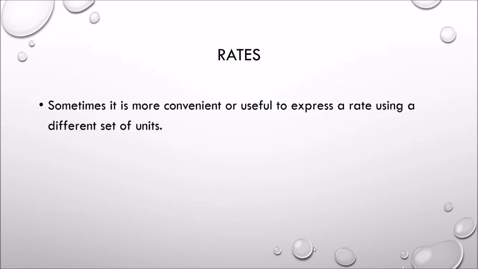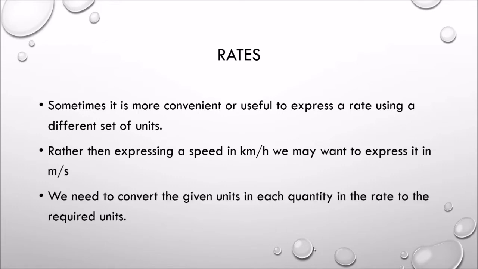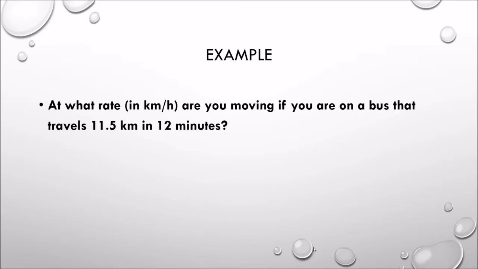Sometimes it's more convenient or useful to express a rate using a different set of units. So rather than expressing a speed in kilometres per hour, we may want to express it in metres per second. We need to convert the given units in each quantity in the rate to the required units before we can simplify our rate. So at what rate in kilometres per hour are you moving if you're on a bus that travels 11.5 kilometres in 12 minutes?